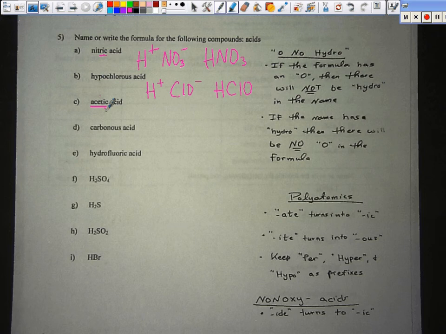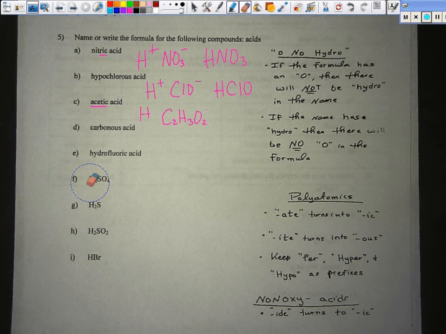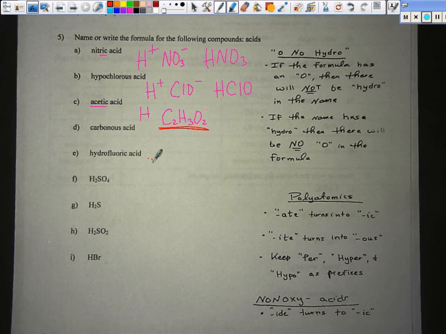Very good. C2H3O2 negative. So H plus. So really what's going to happen to those charges? They're going to go away. So it's just H, C2H3O2. And I know what you're thinking. Why did you write H twice? Why didn't you just say H4? Because you can't just pull that out of acetate, because acetate is C2H3O2. You can't change it like that. You still have to have the H in front to make it an acid. Because if you get rid of the H, it's not an acid anymore. Yes, the H is always in front of an acid. Always.